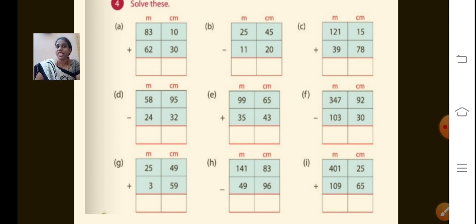100 centimeters makes 1 meter. 1 meter is equal to 100 centimeters. To convert meter to centimeter, what do we have to do? We multiply it by 100. To convert centimeter to meter, divide it by 100. And then we saw the addition and subtraction. Normal addition and subtraction. So remaining sums you do as homework.